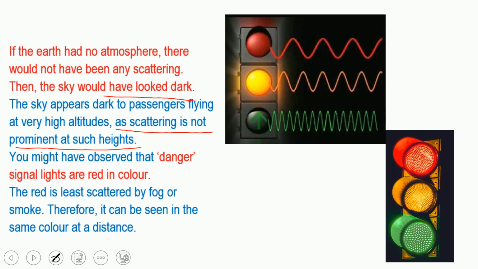You might have observed the danger signal. One more give-reason question can be asked here: why are danger signal lights red in color? You know that the danger signal is red, and there is the signal to get ready, and the signal to go, yes, you can go. These are the stop, get ready, and go signals. Why are these colors used?